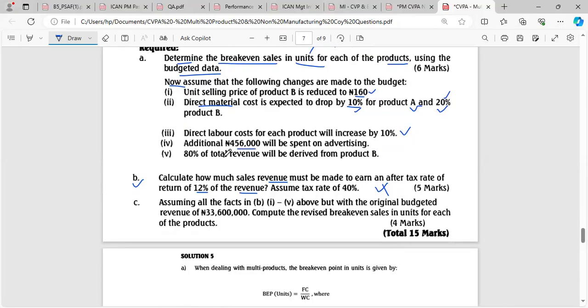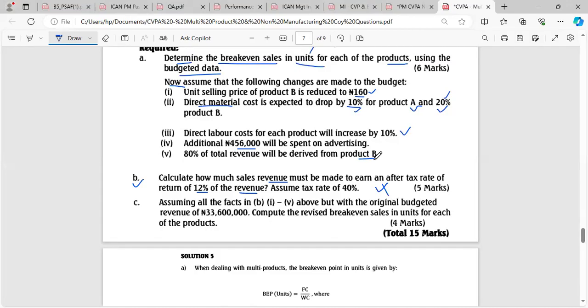Then 80% of total revenue will be derived from product B. This is the sales mix. Okay, this is the sales mix. So no matter how you sell, you are getting 80% of revenue from your product B. So you are selling more of your product B than product A. So this sales mix is automatically 80% for product B and 20% for product A. You see the way I put it? They don't tell you the one for product A. They only give you the one for product B.